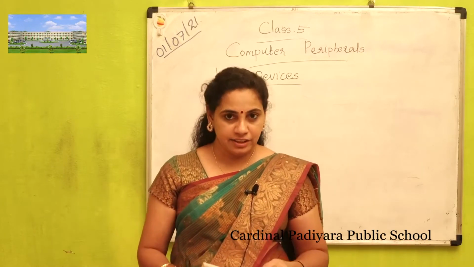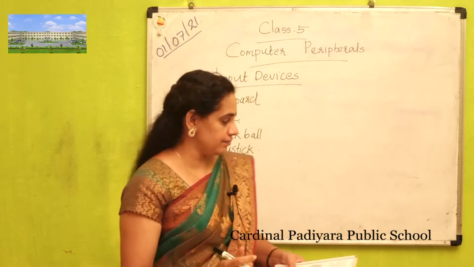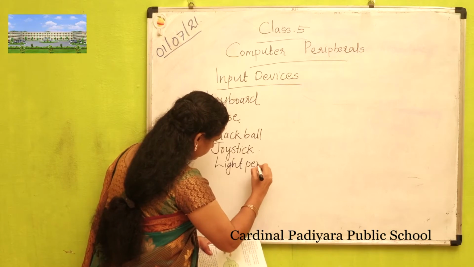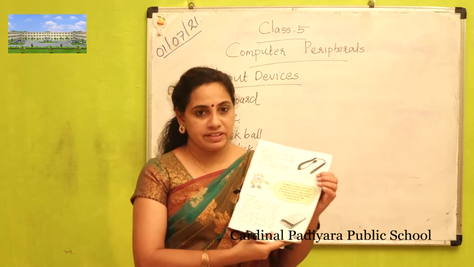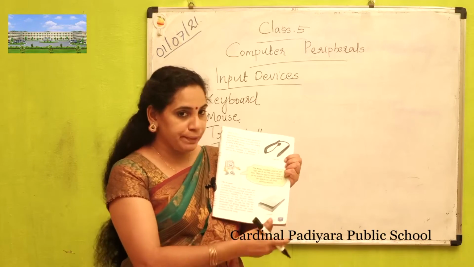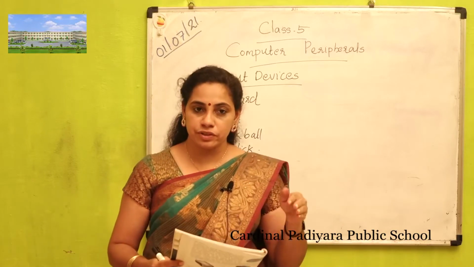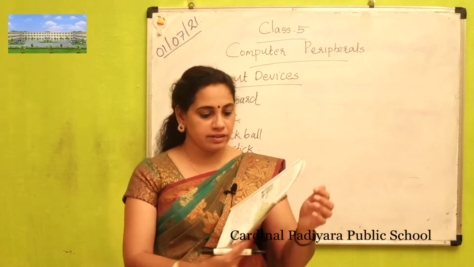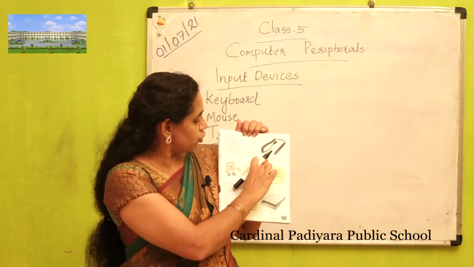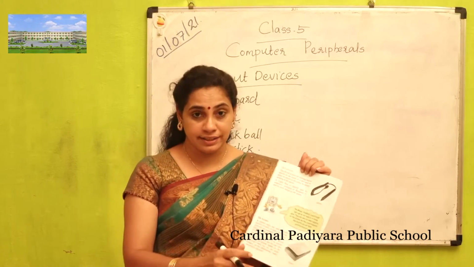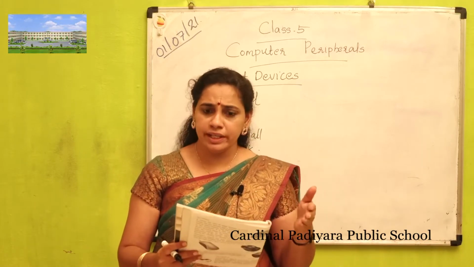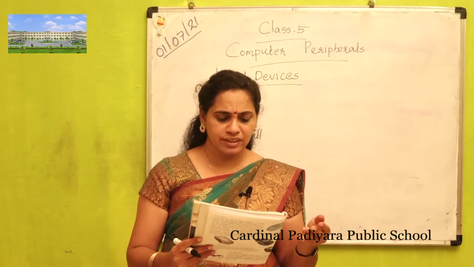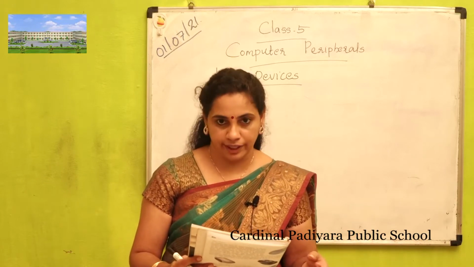And another input device is light pen. In your textbook, page number 17, this is the light pen. This device is used for drawing objects directly on the screen. This light pen is mostly used by engineers, architects or designers to directly draw the design on the screen.